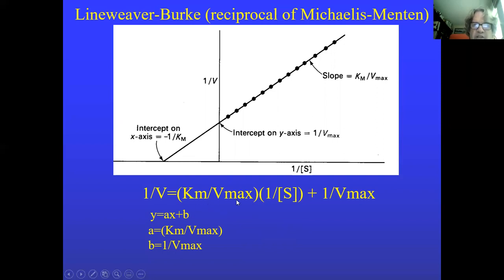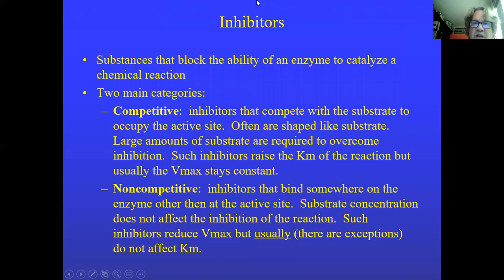Now, why do we care? Why is this important? Well, you can measure the effect of inhibitors on enzymes by using these kinds of equations, right? Doing these kinds of experiments. So inhibitor, we already talked about, is a substance that blocks the ability of an enzyme to catalyze a chemical reaction. Now remember, there are two main types. There are competitive inhibitors that compete with the substrate to occupy the active site, but they're not stable usually, right?